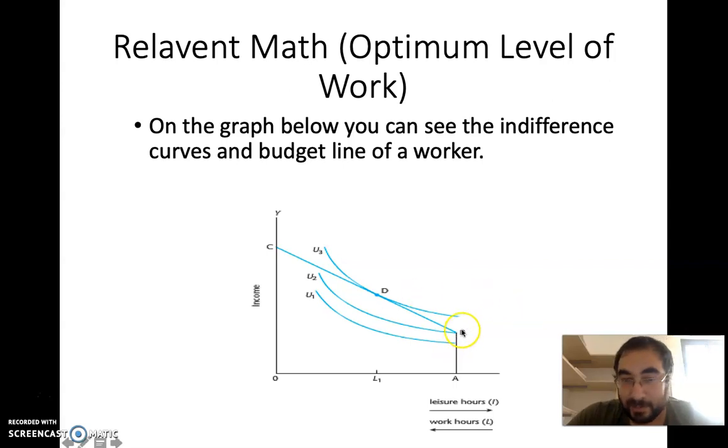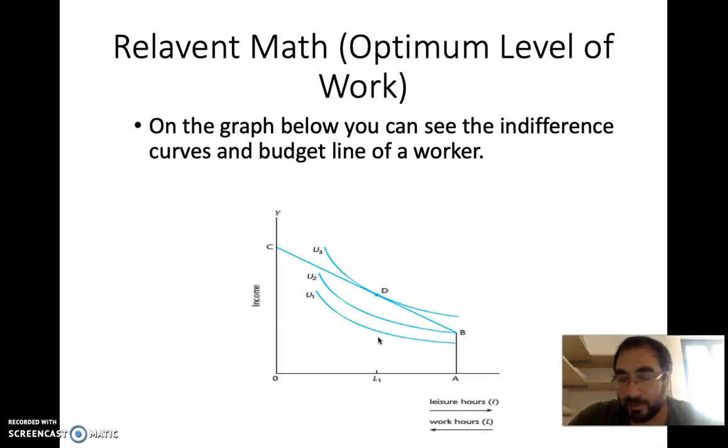For example, if we are at point B, that means by reallocating our time between leisure and labor, we can get a point which gives us higher utility compared with the utility we have at B. But since at D our budget line is tangent to the U3 curve, that means we can never get a higher utility than the utility represented by U3, since our budget line never goes above U3. So this is how we find the optimum working time for the worker.